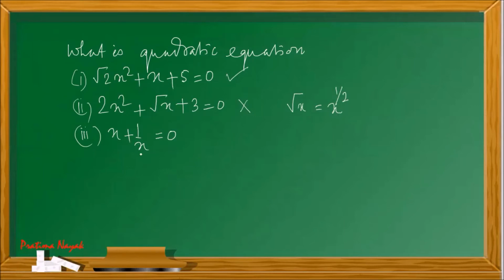Similarly, this is not a quadratic equation, but it can be reduced to a quadratic equation. You can write x square plus 1 by x is equal to 0, or I can write x square plus 1 is equal to 0. So it can be reduced into a quadratic equation.